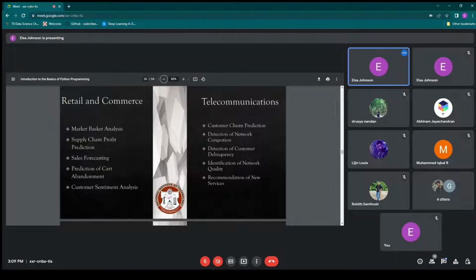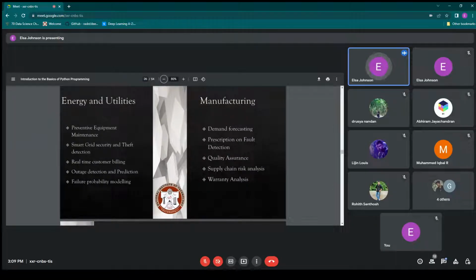Next one is energy and utilities. You might be more interested in this area. The first one is preventive equipment maintenance. This is a very particular research area. It's used to avoid downtime. In most cases in different industries, if you can reduce the downtime, about 75% of the loss can be reduced. If you have certain data about when your particular equipment is likely to have a failure, then you can keep it for maintenance, and then you can ensure that there's no downtime for your company. That's one of the cases.